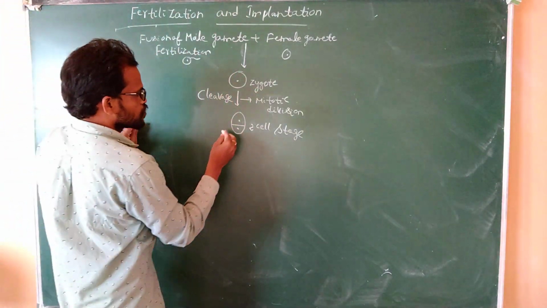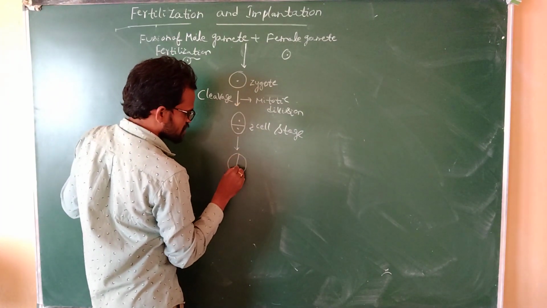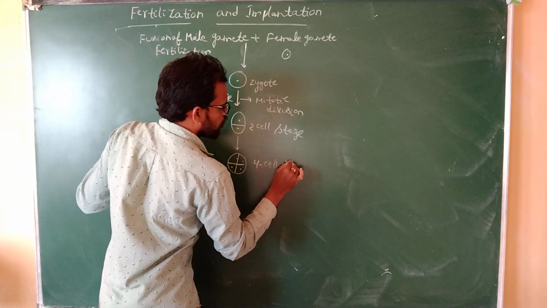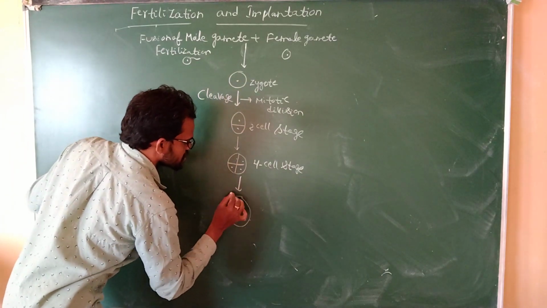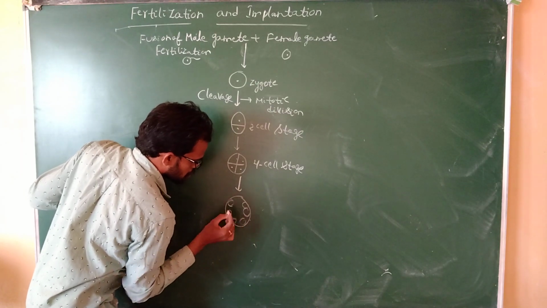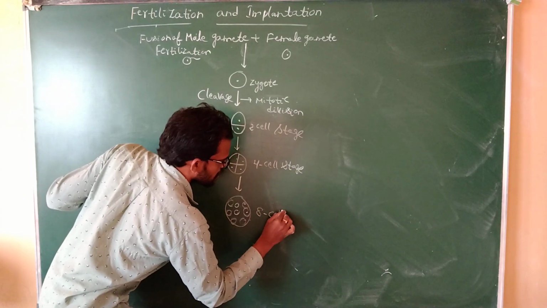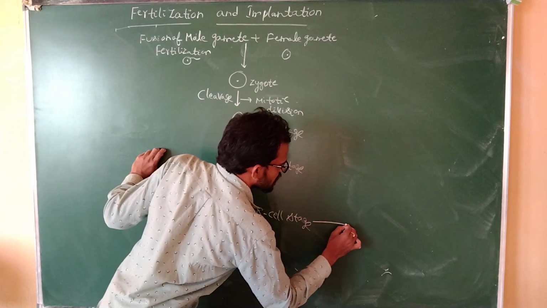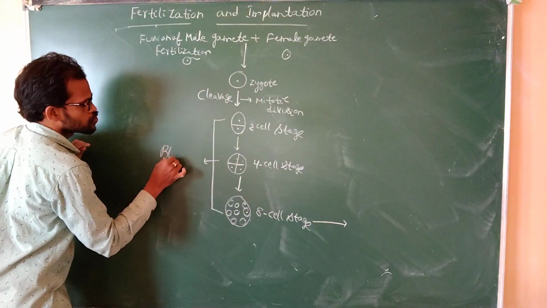Okay, the two cell stage again divides into the 4 cell stage, and then the 8 cell stage. The 2 cell, 4 cell, and 8 cell stages are known as blastomeres.